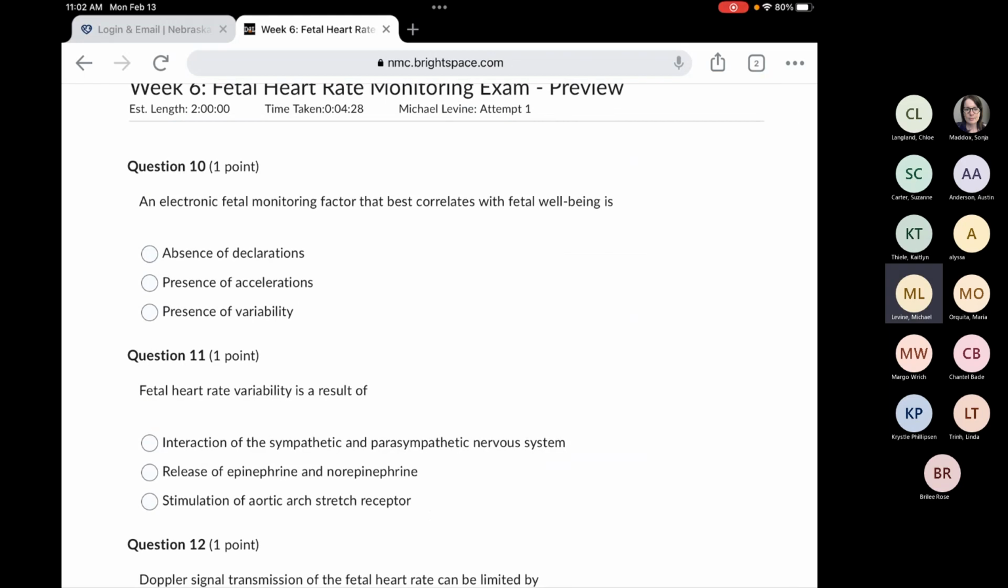An electronic fetal monitoring factor that best correlates with fetal well-being is absence of decelerations, presence of accelerations, presence of variability. Well, the best answer is the presence of variability. It requires an intact autonomic nervous system, central nervous system, and it's a little more. The second best answer would be accelerations.